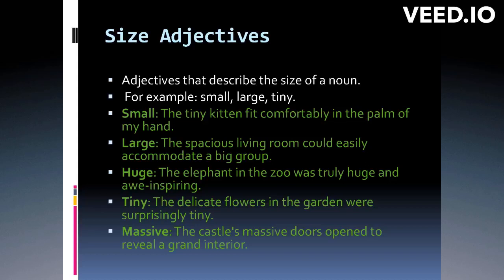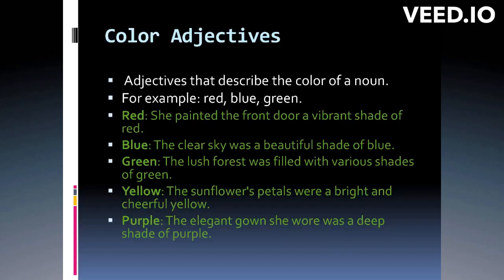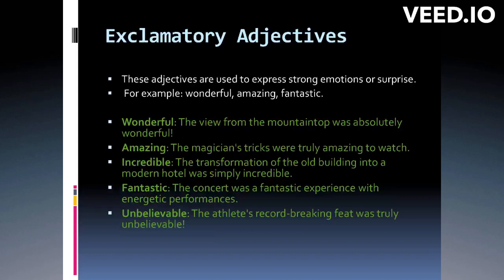That is the thing. Next one is color adjectives. Here it describes the color of the noun we are talking about, whether it's red, blue, or green. These are the examples. For example, if you take green: the lush forest was filled with various shades of green. So the lush forest, the greenery, was filled with various shades of green color. We are describing the forest here. Understood, children?